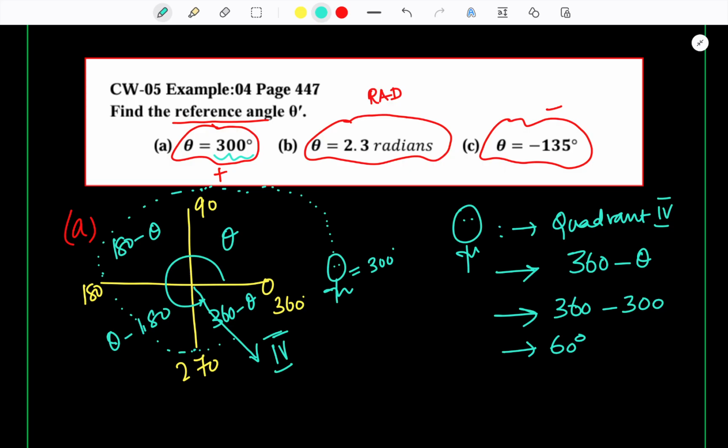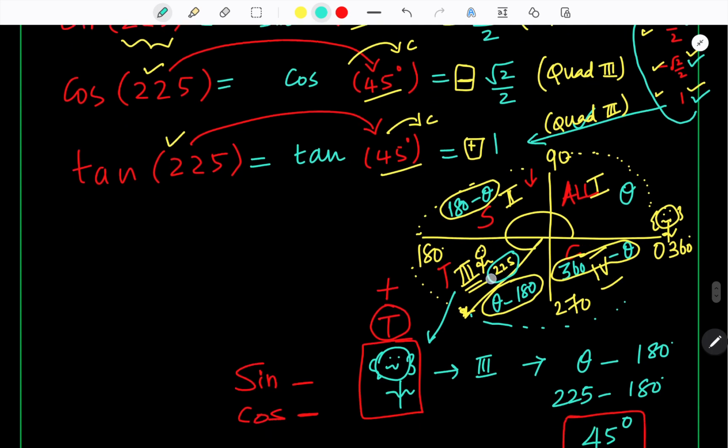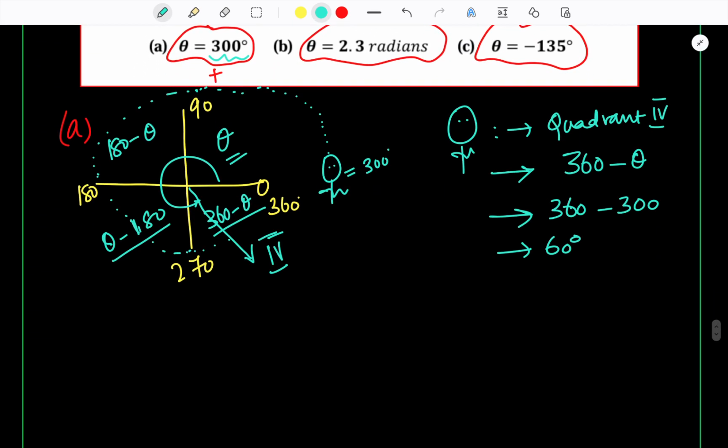If you don't use it, then it will be a problem. So the quadrant you should remember, and you should remember the formulas. Four formulas. The first formula you don't need to remember, just theta. Second, 180 minus theta, theta minus 180 and 360 minus theta. Look here. Here the situation is the third quadrant. Here the situation is what? Fourth quadrant. So the reference angle for the first question is 60 degrees. Clear all of you? Right.